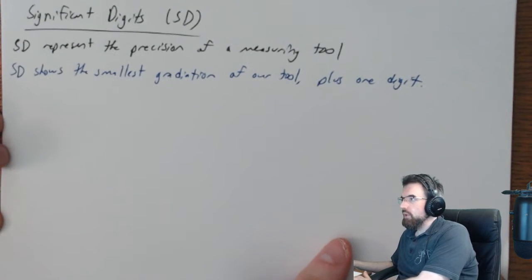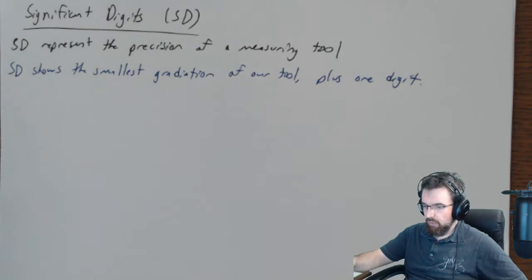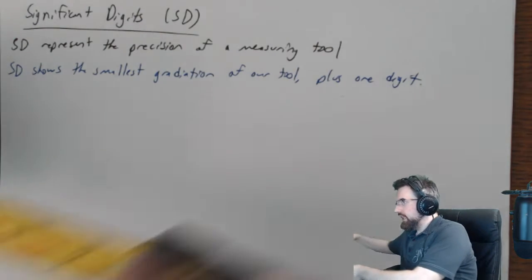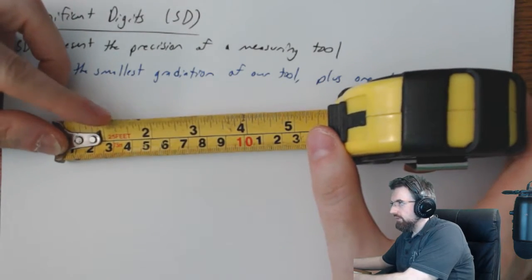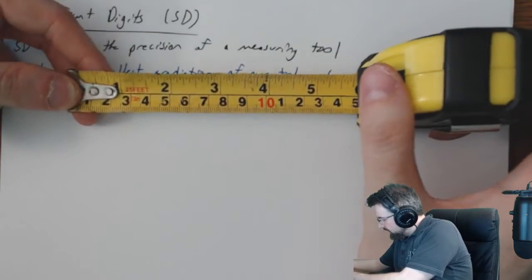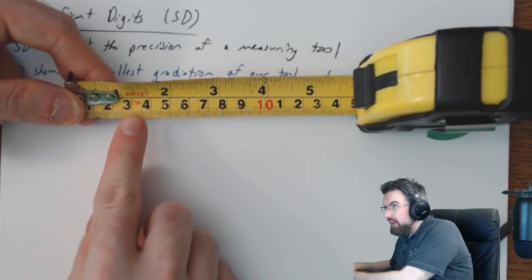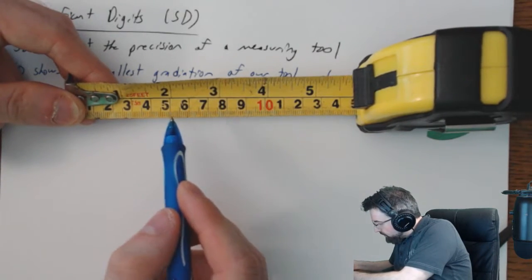Significant digits show the smallest gradation of our tool plus 1 digit. Now, what does that mean? Well, let's take a look at this measuring tape. This is a pretty standard measuring tape. I just pulled it out of a drawer. Let's pay attention to the centimeters part here. We see the marks on here. These show the individual number of millimeters.